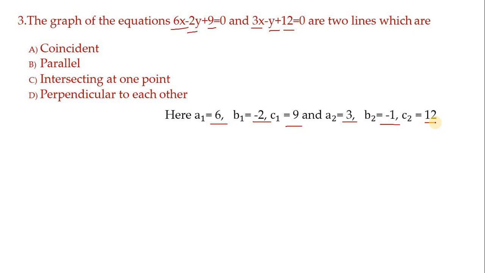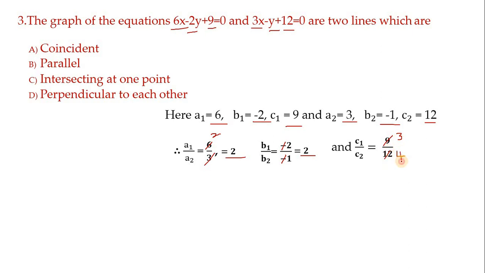Now let us find the ratios. A1 by A2 is 6 by 3. You can simplify this, 3 ones are 3 and 3 twos are 6. So we get 2. Next, B1 by B2. Here minus and minus get cancelled and 2 by 1 is nothing but 2. Let us find C1 by C2. So here we have 9 by 12. We can simplify this, 3 threes are 9 as well as 3 fours are 12. So the answer is 3 by 4.